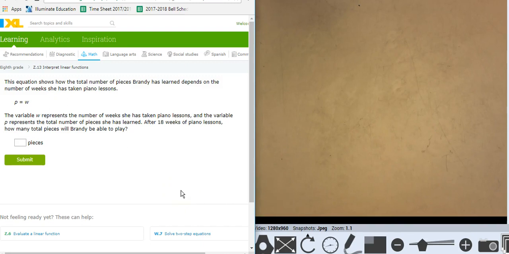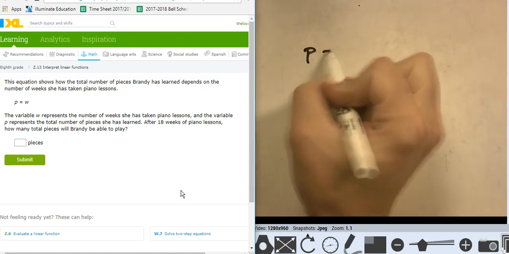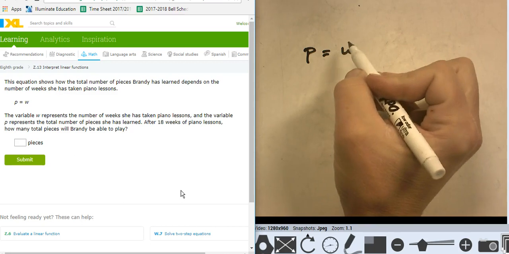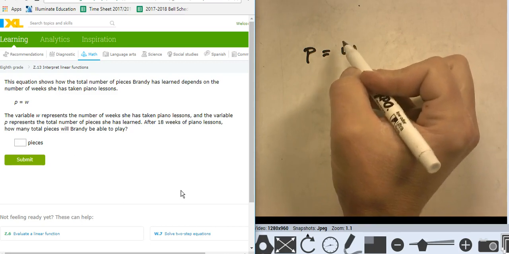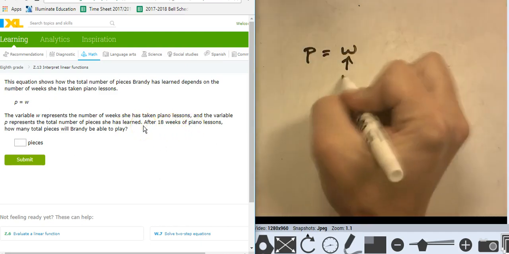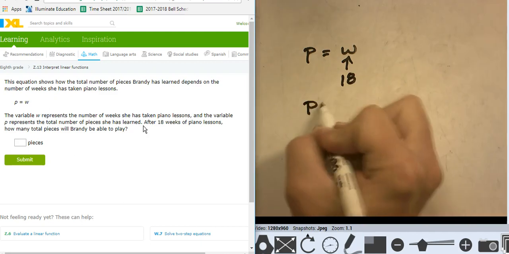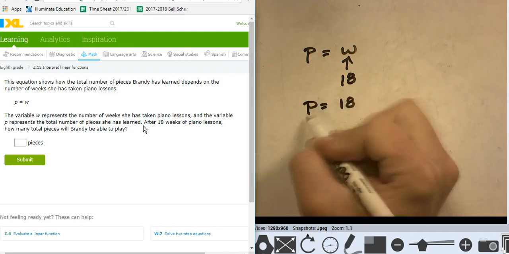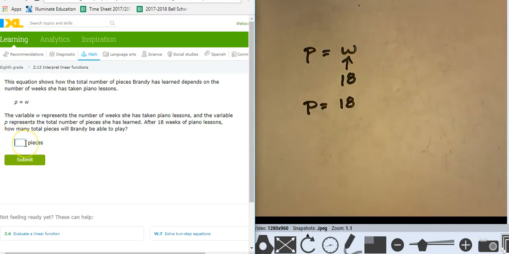Okay, so this equation shows how the total number of pieces Brandy has learned depends on the number of weeks she has taken piano lessons. It's pretty straightforward here. P, the pieces she has learned, equals the number of weeks. So after 18 weeks of piano lessons, how many pieces has she learned? If weeks is 18, what would P equal? Let's put an 18 where W is. So P equals 18.